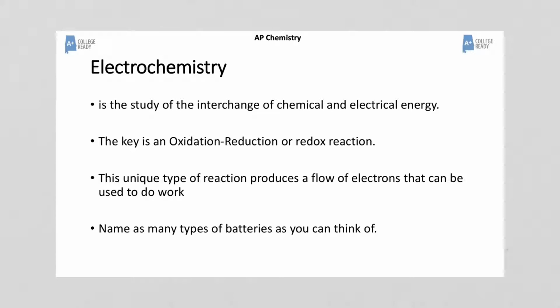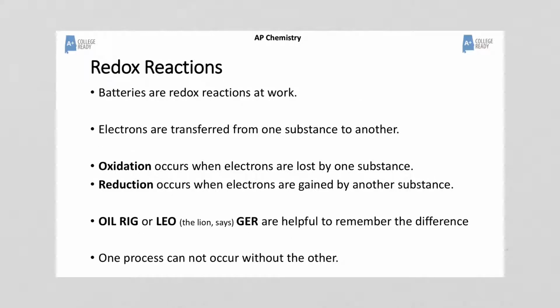So with electrochem, we've got the study of the interchange of chemical and electrical energy. The basis of this is going to be a redox reaction. So all batteries, name as many types as you can think of, are a chemical reaction that's producing electricity, which is really this transfer of electrons, doing some very useful work for you. So they are redox reactions at work.